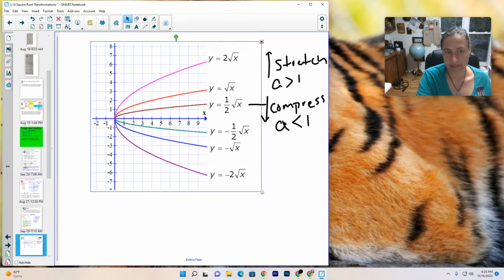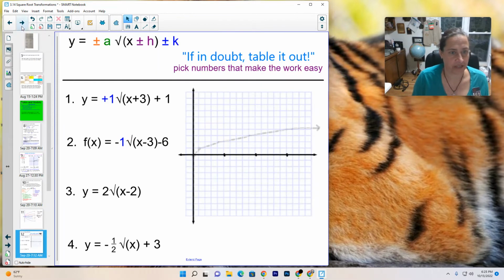The same thing happens in the negatives. If it's a negative fraction, it'll push it up and it'll get shorter. Negative integers will make it wider and bigger. It'll pull it down and vertically stretch it. All right, remember, if in doubt, table it out.